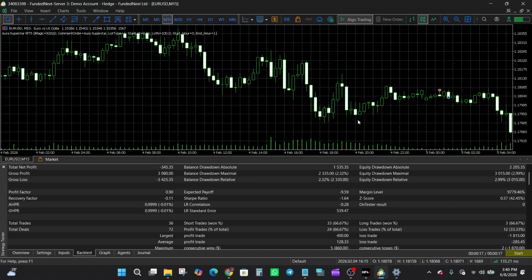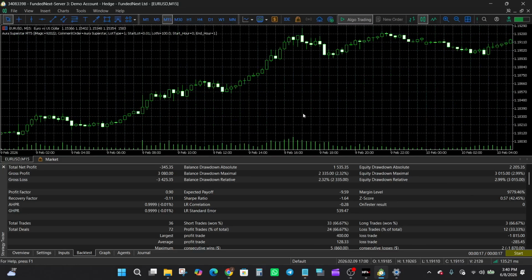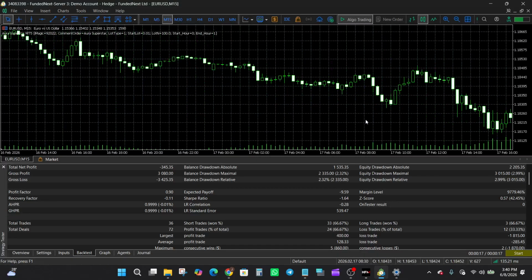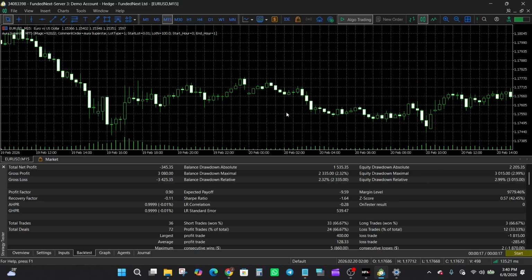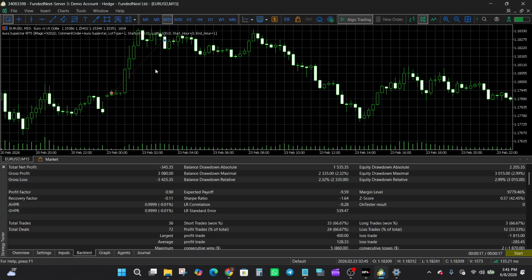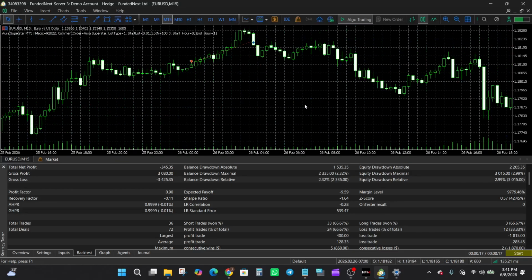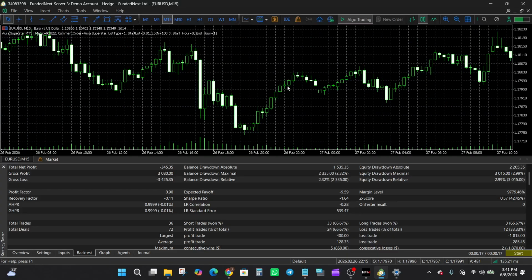You can see another example here. Okay, so the EA seems to be targeting short-term price activity and not really holding trades for very long.